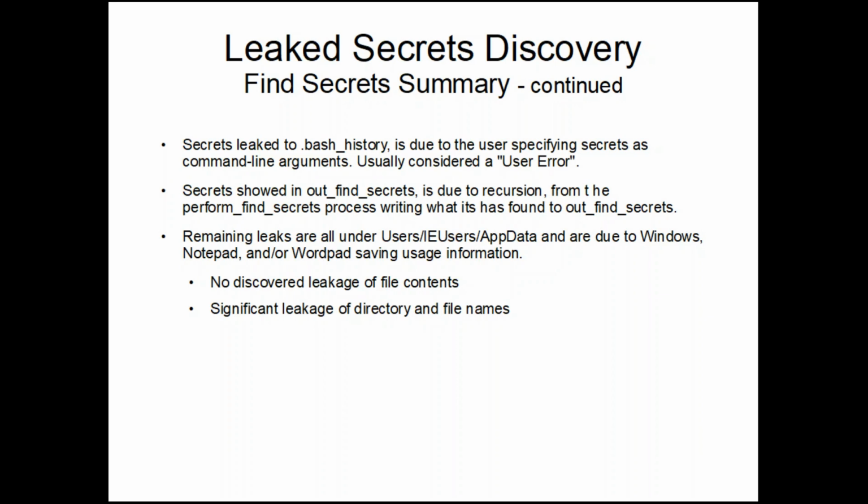All of the remaining leaks were found in various users, i.e. user app data files. There were no discovered leaks of any file contents. There was, though, significant leakage of directory and file names, which may be considered an issue or maybe not. But you could actually discover quite a bit by just looking at a user's various app data files as to what applications and which files and directories they've been in.